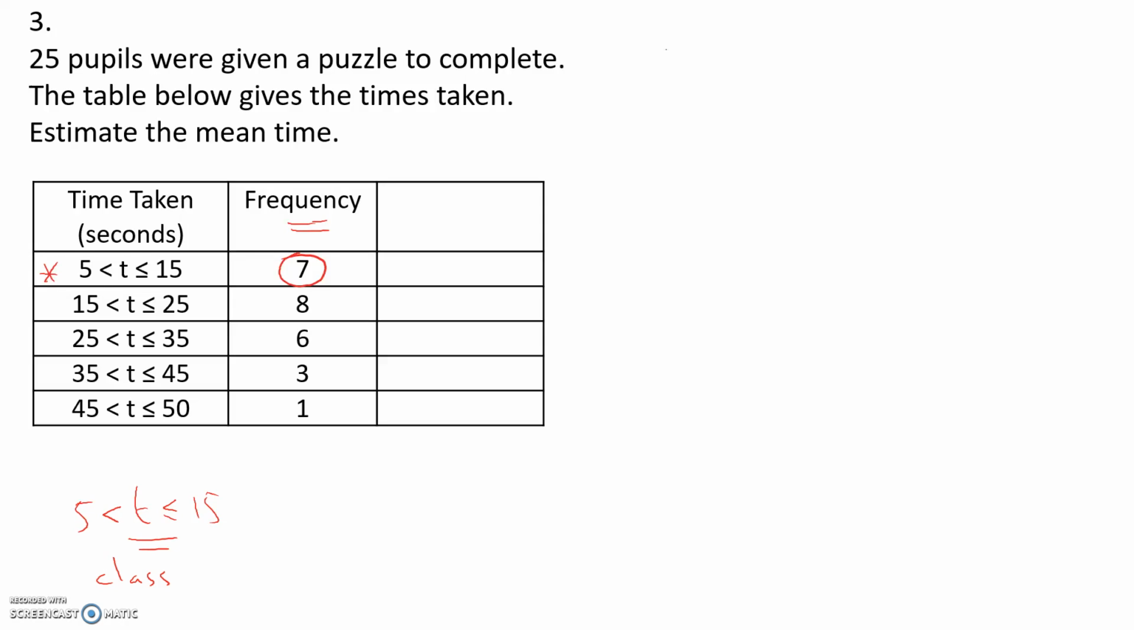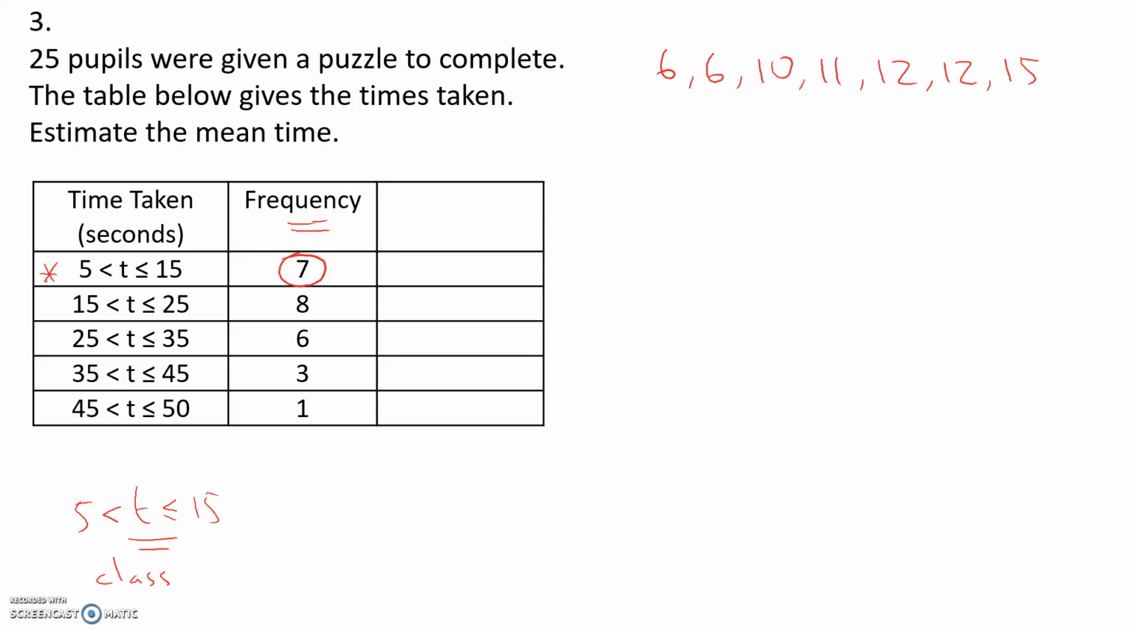So maybe they were 6 seconds, 6 seconds, 10 seconds, 11 seconds, 12 seconds, another 12 seconds, and 15 seconds. Okay, those would all fit the bill. They're 7 times, and they're within our range of 5 to 15 seconds. And we can have 15 because it says less than or equal to. We couldn't have had a 5. Now, I know we've got other class intervals to worry about in a minute.